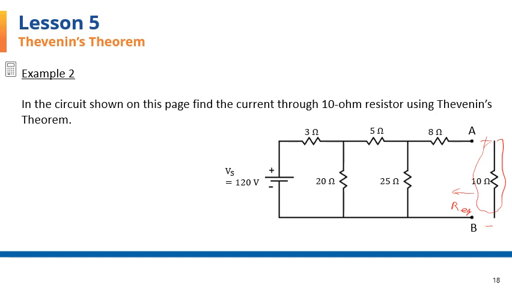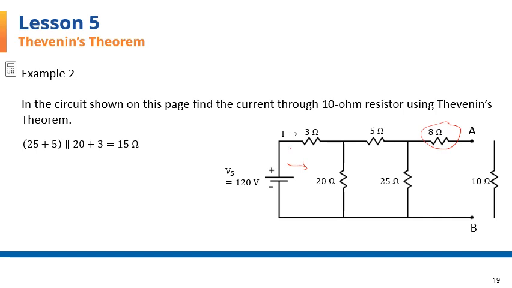To find the voltage across A and B, we can first calculate the equivalent resistance that the 120 volt voltage source sees looking into the circuit in this way. You can see that the equivalent resistance involves 4 resistors here, 3 ohm, 5 ohm, 20 ohm, and 25 ohm. And this one does not, the 8 ohm resistor does not come into play. And of course, the 10 ohm resistor was already separated from the rest of the circuit.